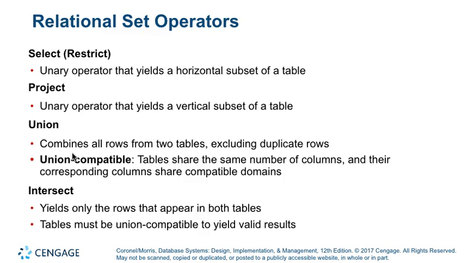Now, two tables are not union compatible if they don't have the same number of columns, and every column has the same data type or compatible domain. An intersect operator between two tables gives me only the rows that appear in both of them. Again, it doesn't make sense if the two tables don't have the exact same number of columns with the same data types.